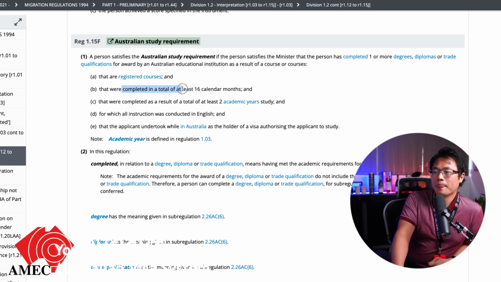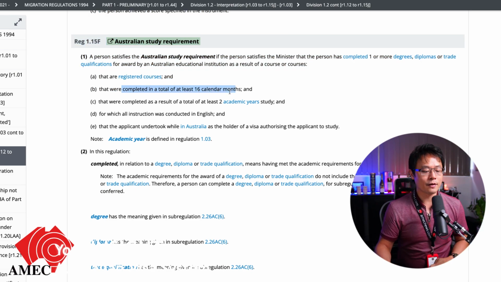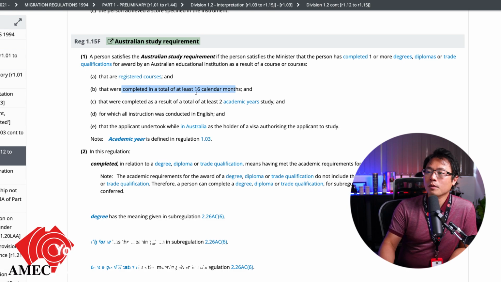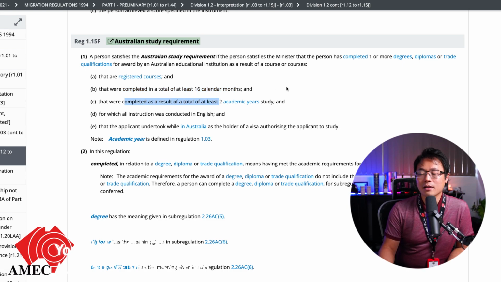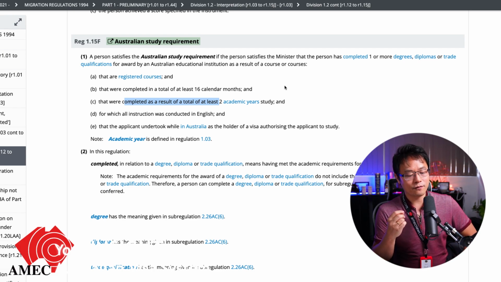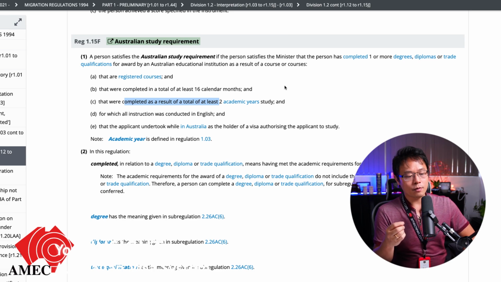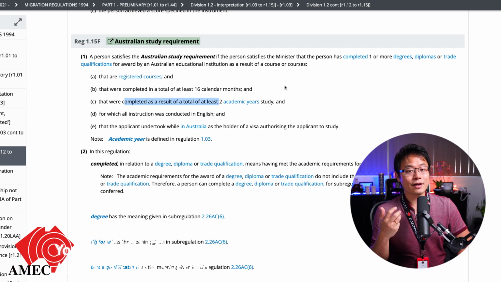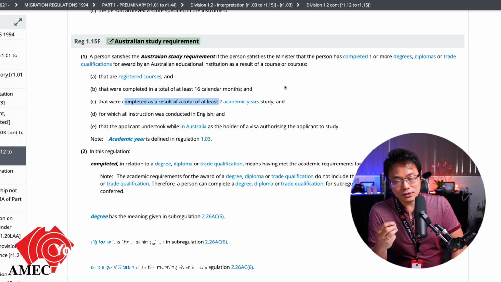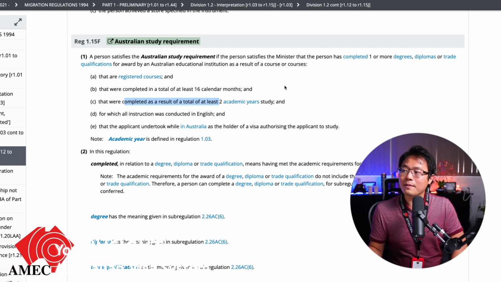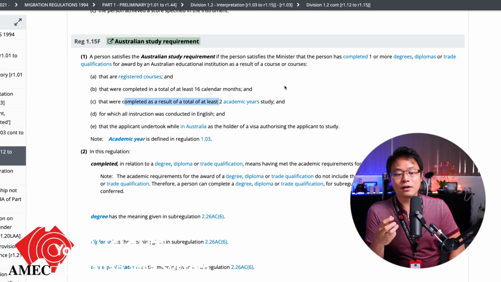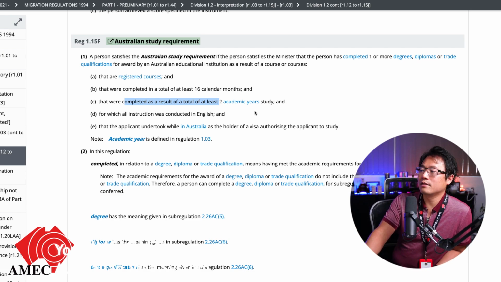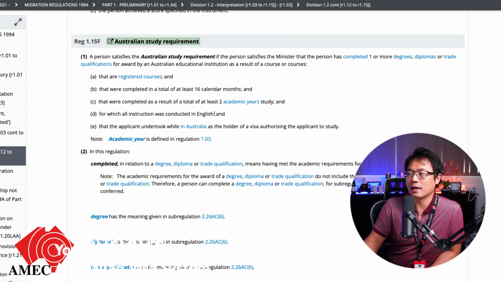And the completion has a total of at least 16 calendar months. Now 16 calendar months is equivalent to 4 semesters, so 4 months per semester, and they will complete a result of at least 2 academic years. Now, an academic year is not a financial year. It's not a natural year as well. For example, some universities have trimesters. They utilize trimesters, so you get 3 semesters in a year. So by means of 16 calendar months, they can actually squeeze the 2 years of study into 1.5, for example, and that will still be equivalent to 2 academic years. So that's what they're trying to say here.